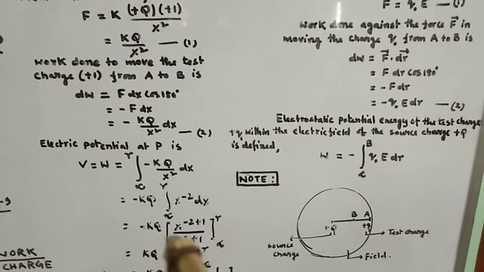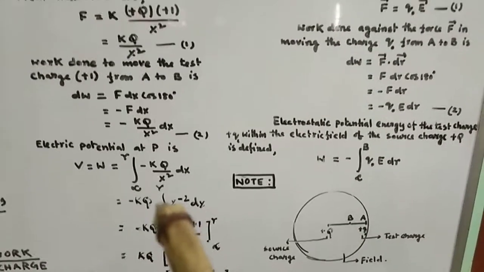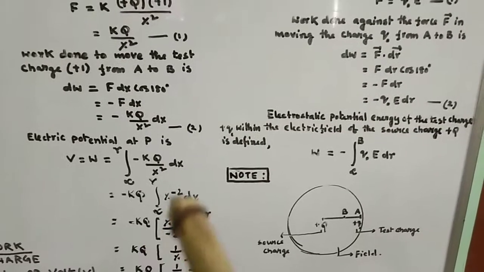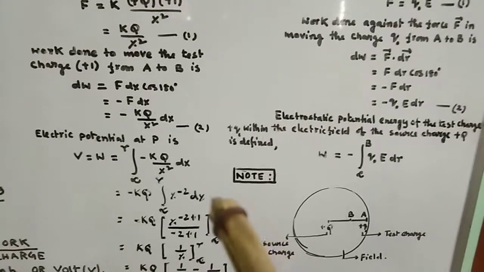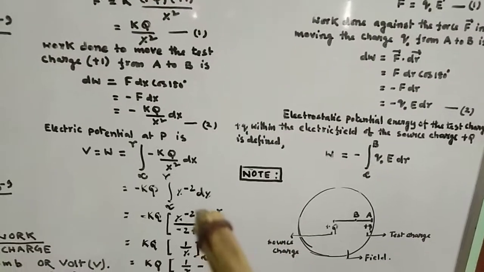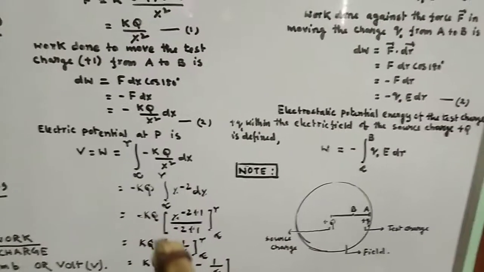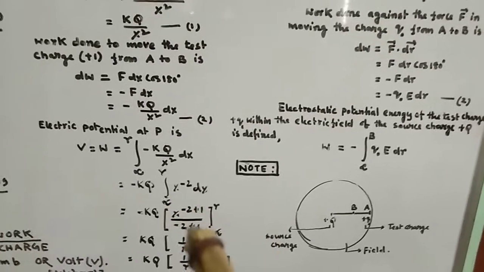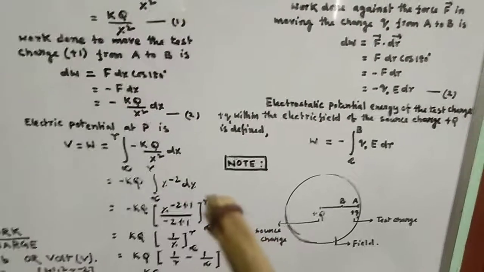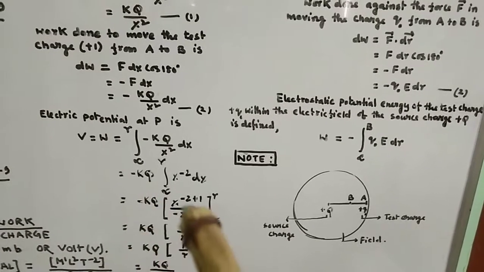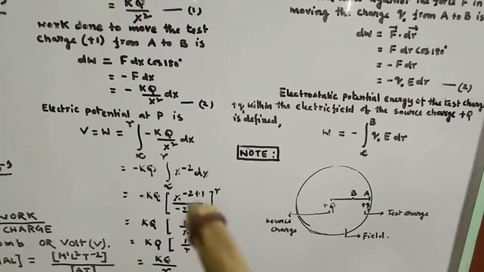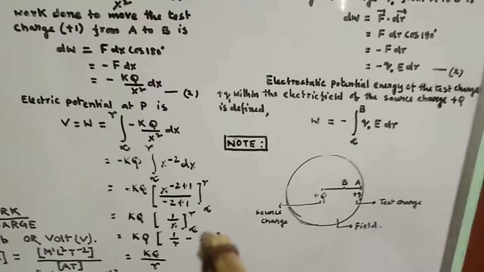I think all of you know this formula for integration: the integral of x to the power n dx equals x to the power n plus 1 by n plus 1. That formula we have used here: minus kq, x to the power minus 2 plus 1 by minus 2 plus 1, infinity to r. Minus 2 plus 1 is minus 1, so minus minus goes off, kq, then you have 1 by x, infinity to r.